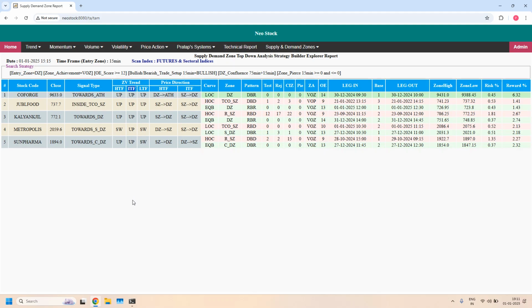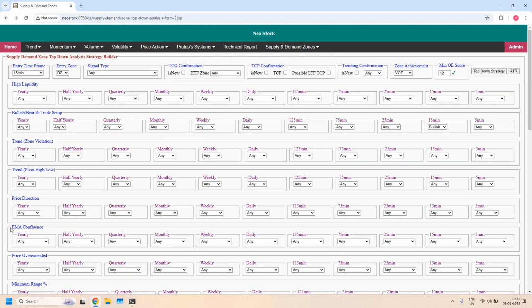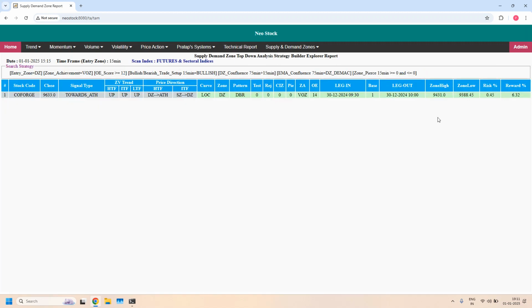If any of these 75 minutes demand zones are having a daily EMA, they could be even more high probability because the 15 minutes demand zone is part of the 75 minutes demand zone. So in the EMA confluence at 75 minutes time frame, we are looking for 75 minutes demand zone with daily EMA confluence. With this filter, we got 1 stock. So this is a high probability trade setup supported stock.